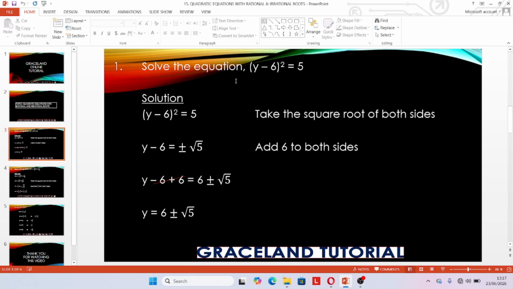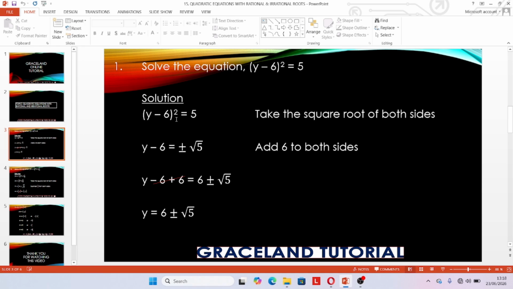Solve the equation (y − 6)² = 5. Solution: (y − 6)² = 5.